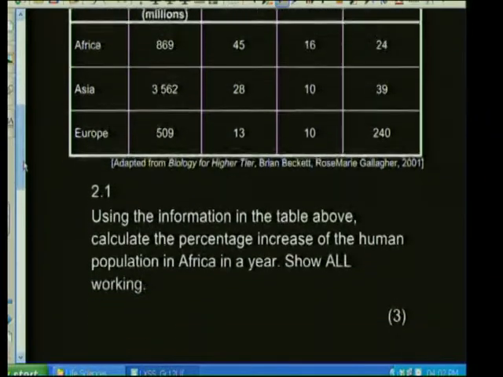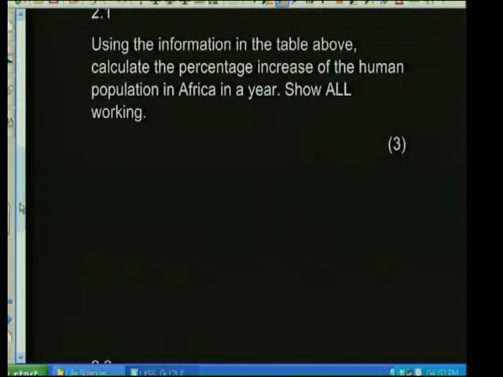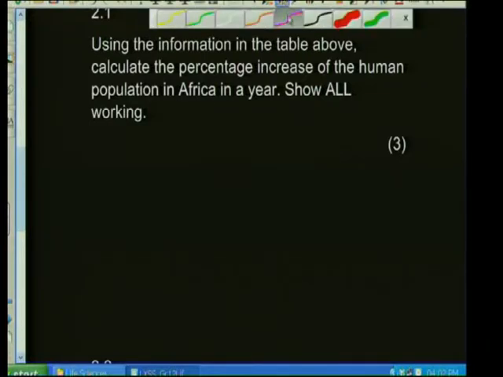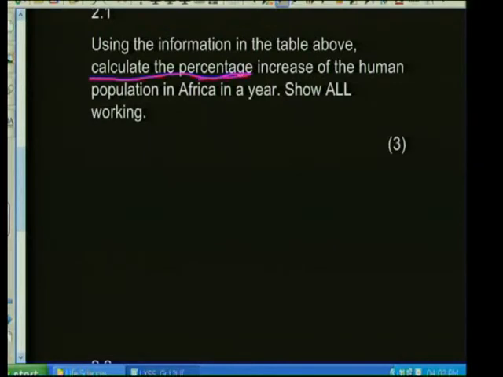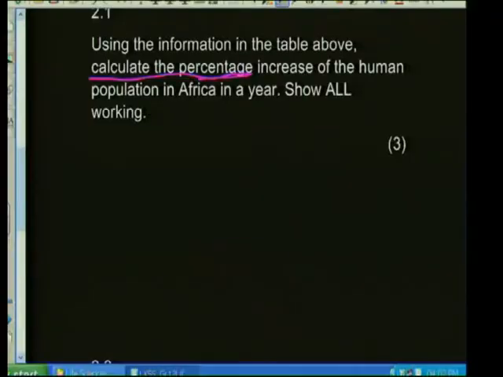Now, the very first question is, using the information in the table above, calculate. For some of you, I think I'm included, when you hear the word calculate, all the numbers start running through your head. Relax. Calculate the percentage increase of the human population in Africa. They don't want all 3, just one particular continent. Show all your workings out. If you do it in your head or on a piece of paper and just write down the answer, you're only going to get 1 mark. You need to show all of it.